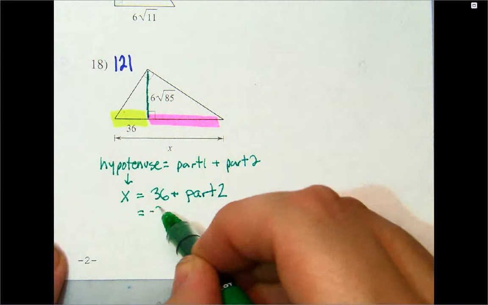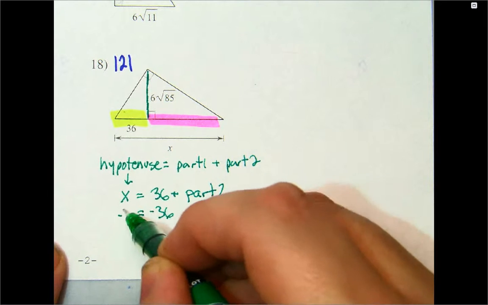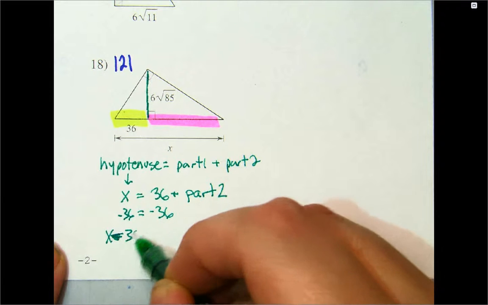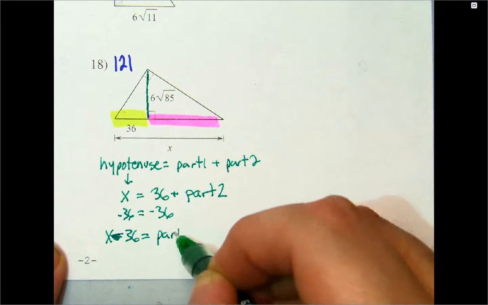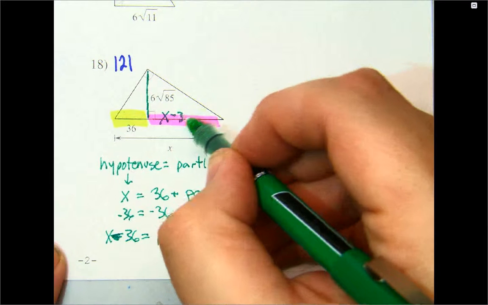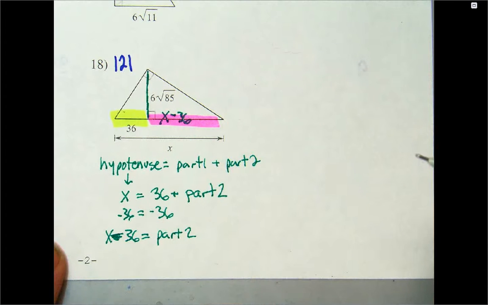Now subtract 36 from both sides. x minus 36 is equal to part 2. So this is really x minus 36. So it's not perfect. It'd be great if it was a number, but it isn't a number. It's x minus 36, but it's something we can deal with.